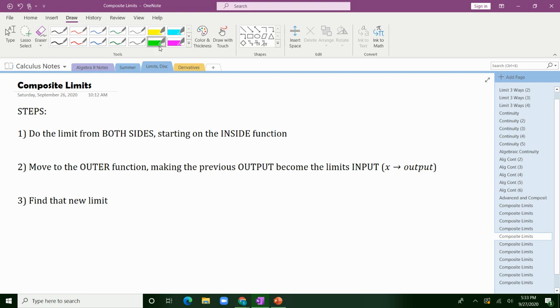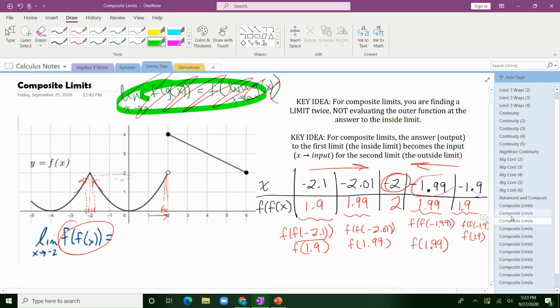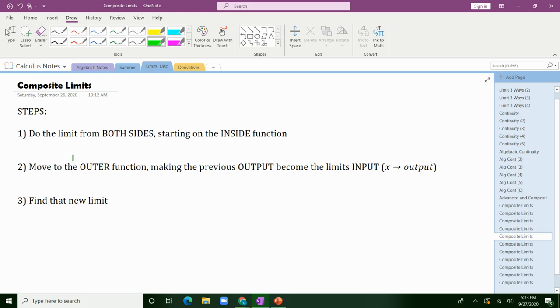If you want a little summary, some people like to write steps down just to refer to the way you do a composite limit when you can't apply this rule. So this is for when you can't apply that nice rule. You're going to do the limit from both sides. You're going to go back to basics, left hand and right hand limits. And you're going to still start on your inside function.